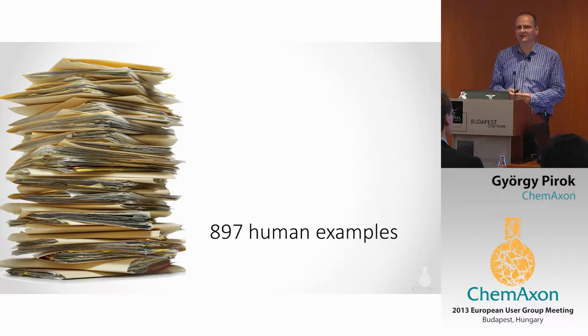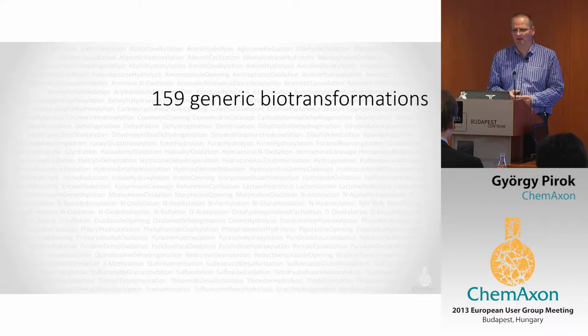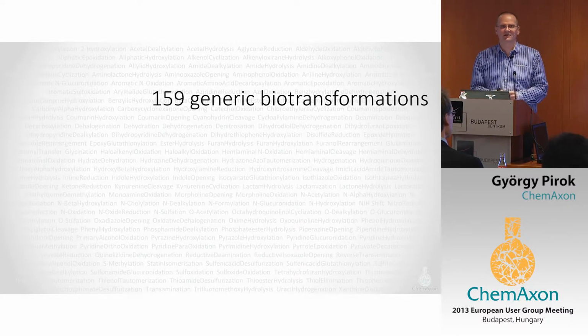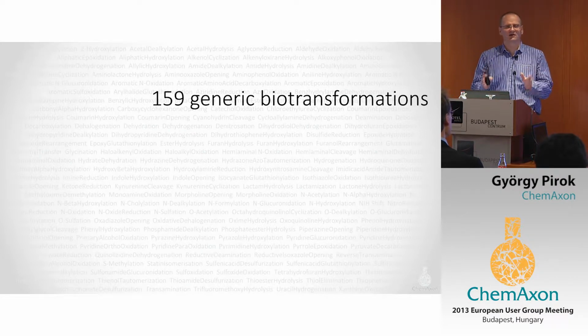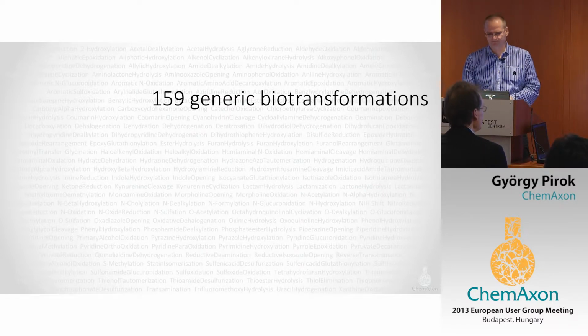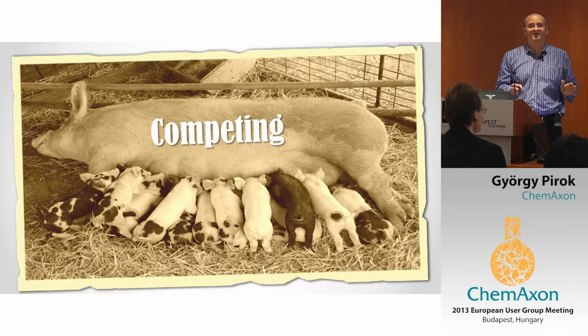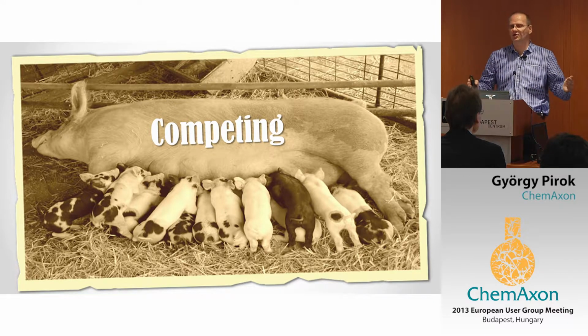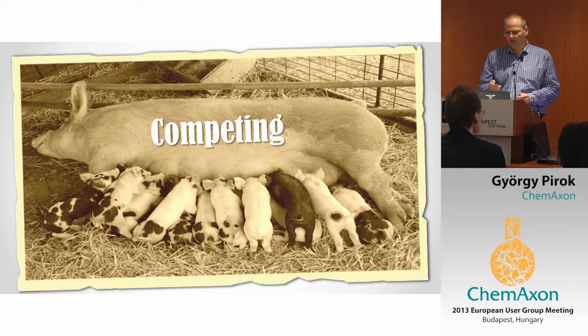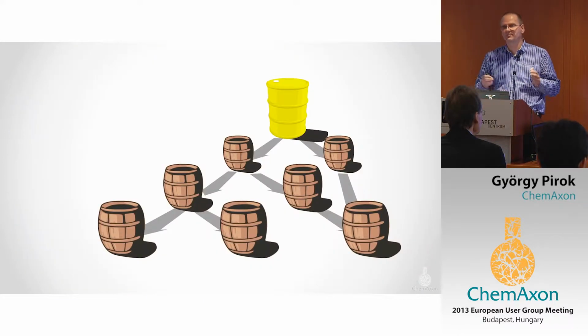We started with collecting information from the literature, from collective books, and some articles and papers dealing with metabolism. And we classified these examples from the literature into 159 generic classes, generic biotransformations. This number may change in the future. These are classified mechanistically, and I would like to highlight that these biotransformations compete with each other to digest the compound. So our model is based on this competition.